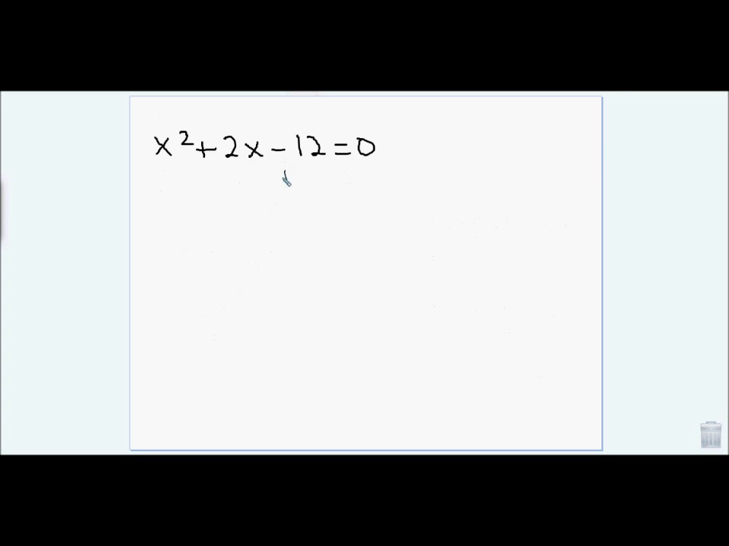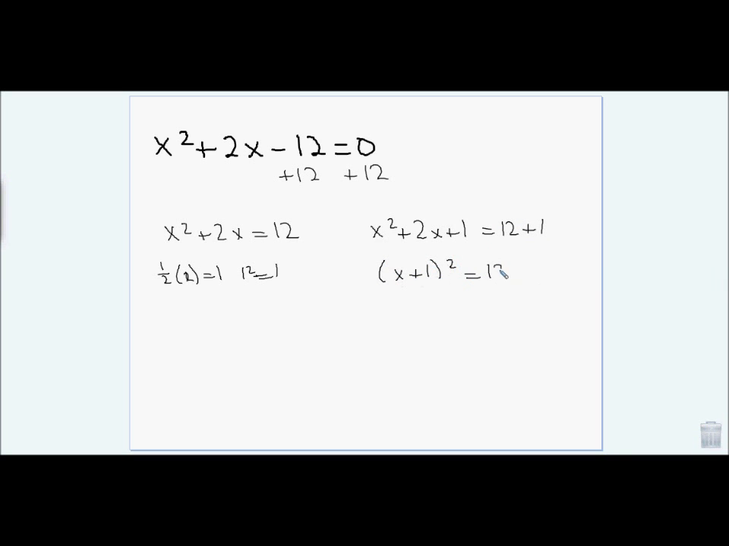Okay, here I'm going to add 12 to both sides. So I get x squared plus 2x equals 12. Half of 2 is 1, and 1 squared is 1. So I'm going to add 1 to both sides. This will factor to x plus 1 squared is equal to 13.